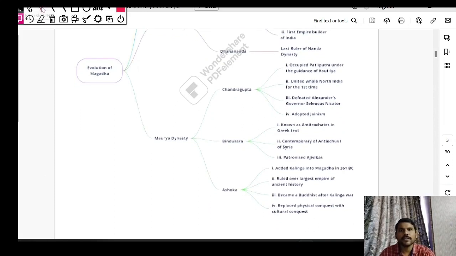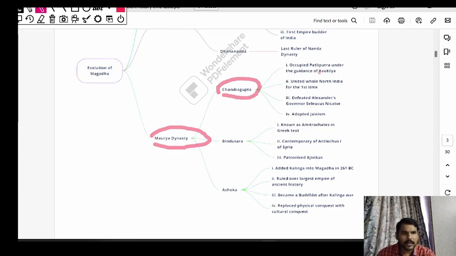These are just important points. We'll cover everything in detail further. So in Maurya dynasty, which is followed by the Magadha Empire, Chandragupta Maurya is the founder. Under the guidance of Kautilya, also known as Chanakya, he defeated Dhanananda and he occupied Patliputra. Patliputra is in the current days Patna, Bihar, that region.